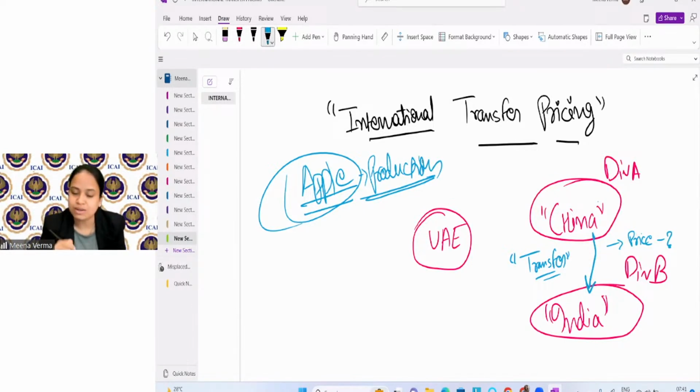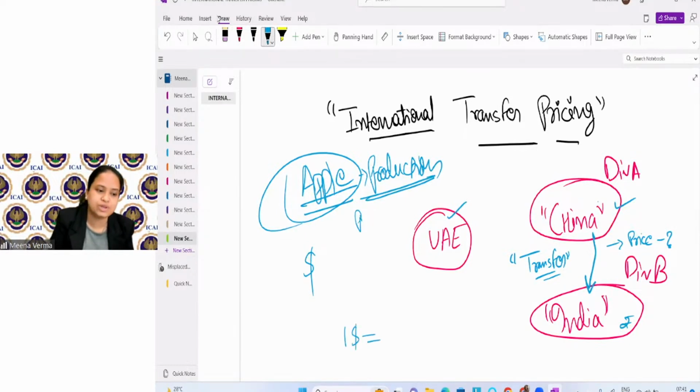Now the question comes here: people have different currencies. In India, people use Indian rupees. Here the currency is different. UAE has the dirham, the US has the dollar, the UK has the pound. Every country has its own currency. And you know that the exchange rate fluctuates every day. It never remains the same, right?